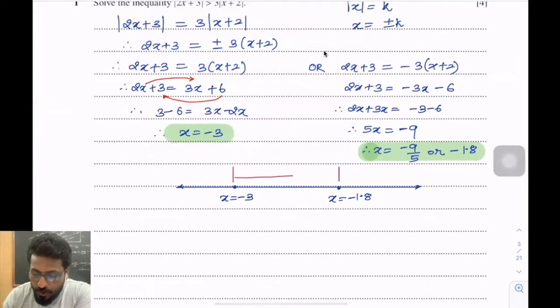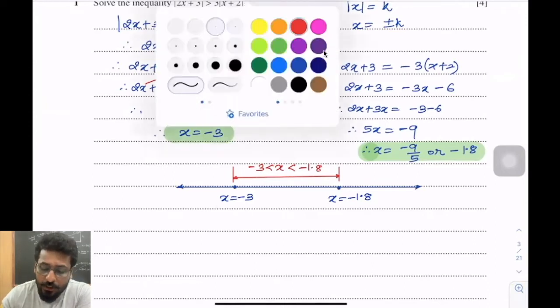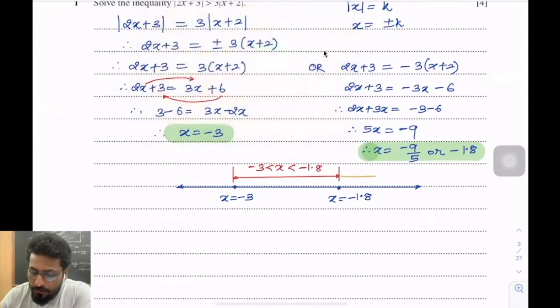That's the first region, students. This is the region where x lies between negative 3 and negative 1.8, right? There are infinite number of values between negative 3 and negative 1.8. The next region is ahead of this over here. This is the region where x is greater than negative 1.8, and behind x equal to minus 3, x is less than minus 3.